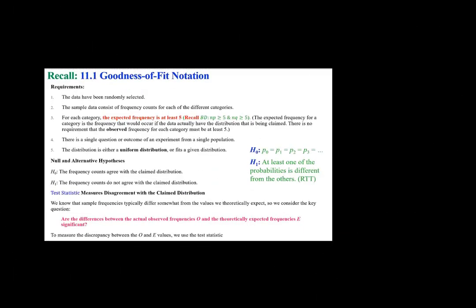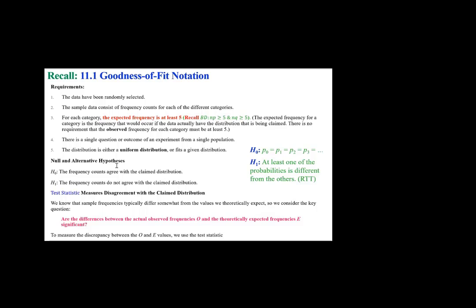The goodness of fit, I want to discuss that quickly. 1, the data have been randomly selected. 2, the sample data consists of frequency counts for each of the different categories. 3, for each category, the expected frequency is at least 5. Recall binomial, np greater than or equal to 5 and nq greater than or equal to 5.